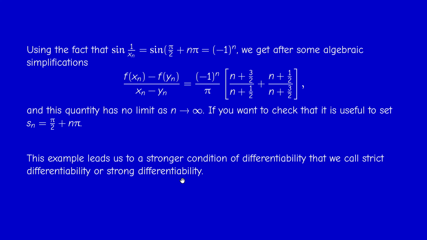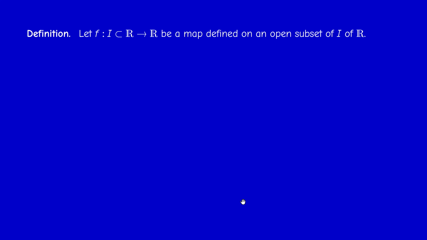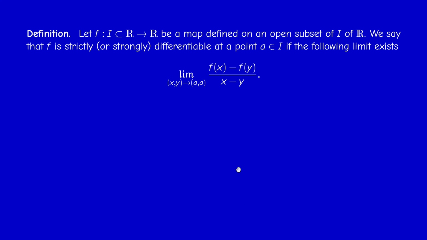Okay, so we have now another condition, a stronger condition of differentiability that we will call strict differentiability, and some people call it actually strong differentiability or strong Fréchet differentiability. So this is the definition. A function defined on an open subset I of R is said to be strictly or strongly differentiable at the point A if the limit exists. Okay. So this implies in particular that it's differentiable at A.